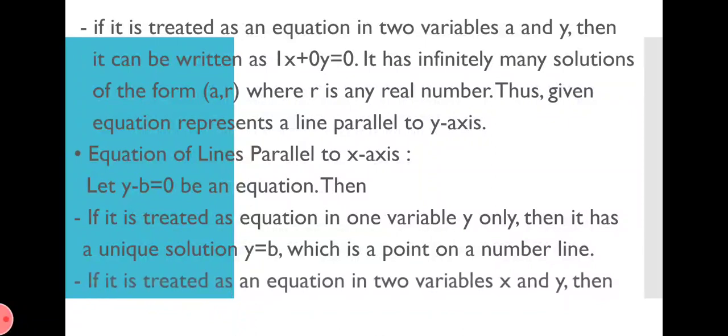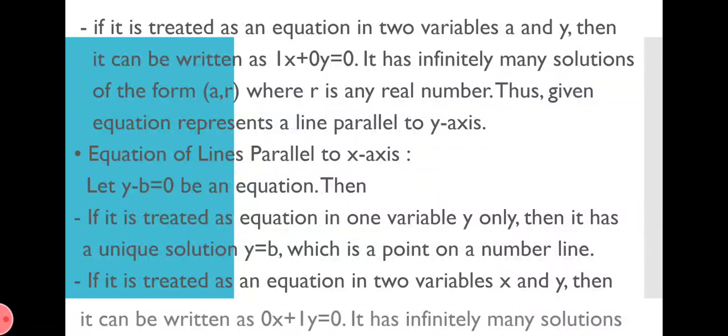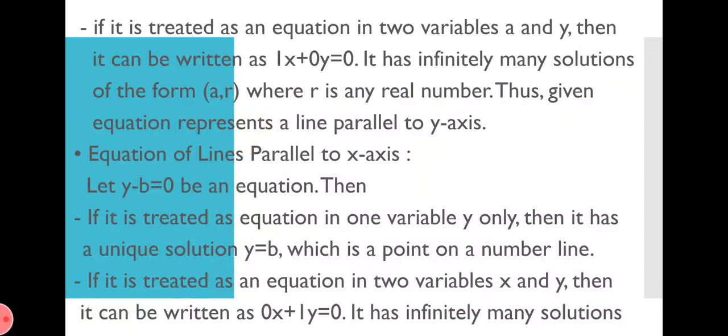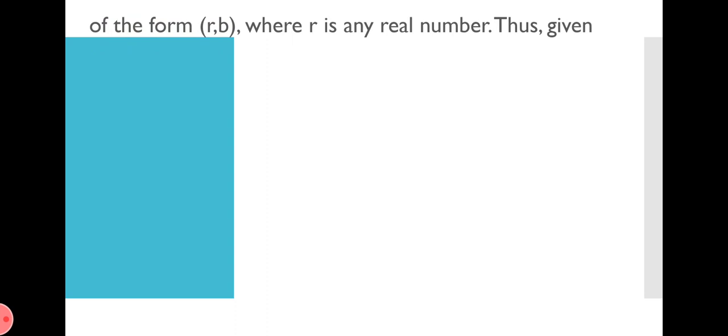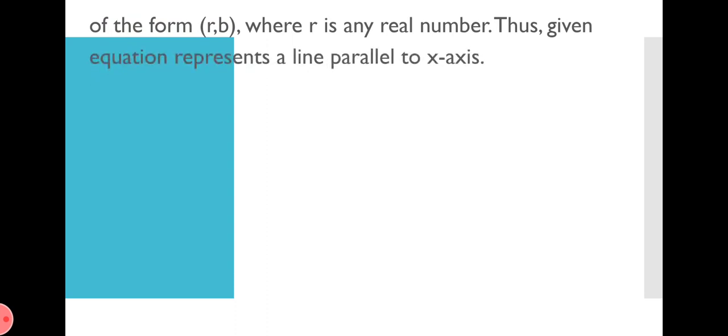But if it is treated as an equation in two variables x and y, then it can be written as 0x plus 1y equal to b. It has infinitely many solutions of the form (r, b), where r is any real number. Thus, the given equation represents a line parallel to the x-axis. So a line parallel to the x-axis or to the y-axis can be identified from the given equation under these conditions.